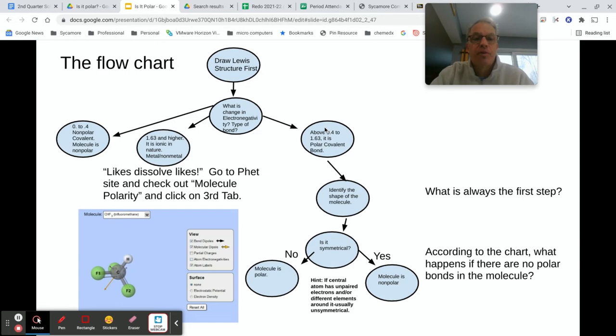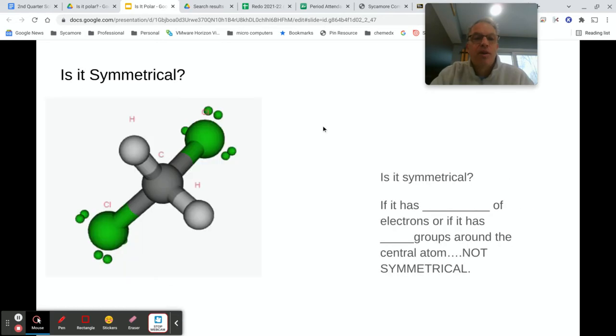Let's go further. The next question is, is it symmetrical? Now this one is where we kind of need to know what the shape is. At this point, hopefully we've talked about shapes. Here's the simplest way I can break this down. If around the central atom, which is the carbon, you see any lone pairs of electrons, it is not symmetrical. Or if there are different groups around the central atom, usually it's not symmetrical.